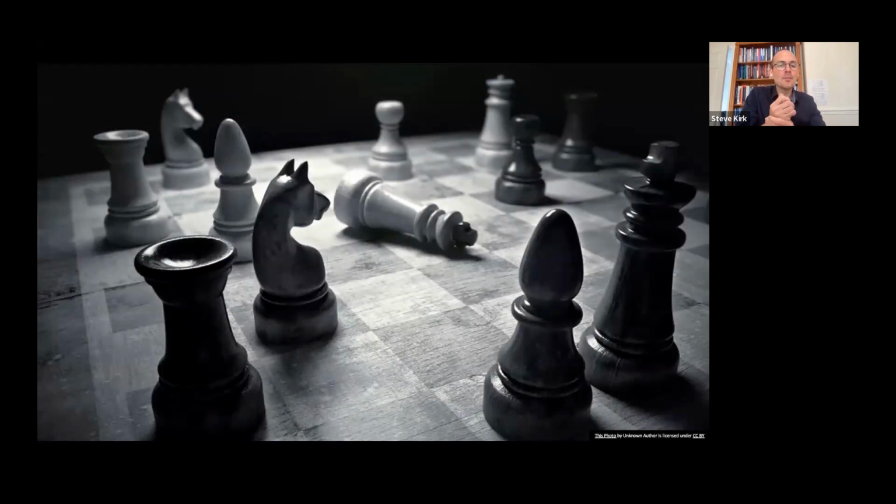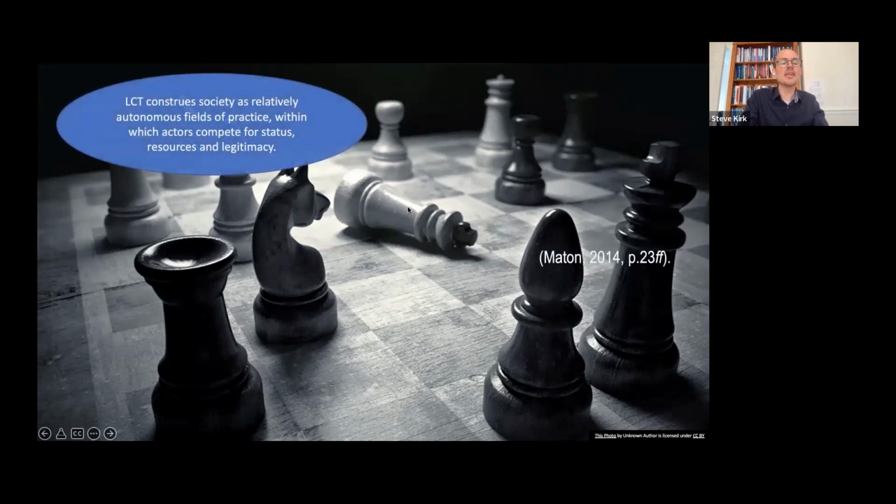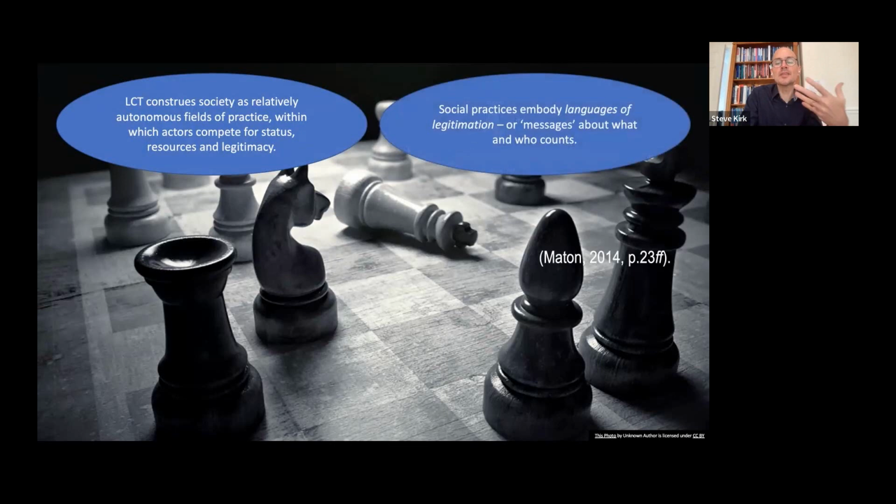Okay, so a very brief big picture view of LCT. It's a sociological framework. So in the background, it's worth understanding what the big picture is here and how LCT views the world. So the first thing to say is that LCT construes society as relatively autonomous fields of practice within which actors cooperate and compete for status, resources, and legitimacy, some influence of Bourdieu there. And so social practices embody what LCT calls languages of legitimation. So these are messages about what counts, who counts, and they could be of all forms.